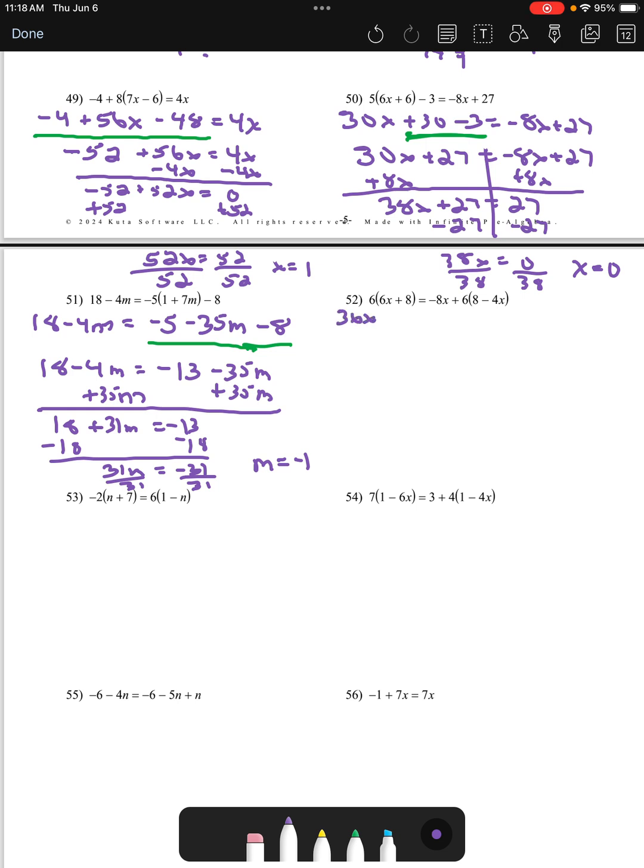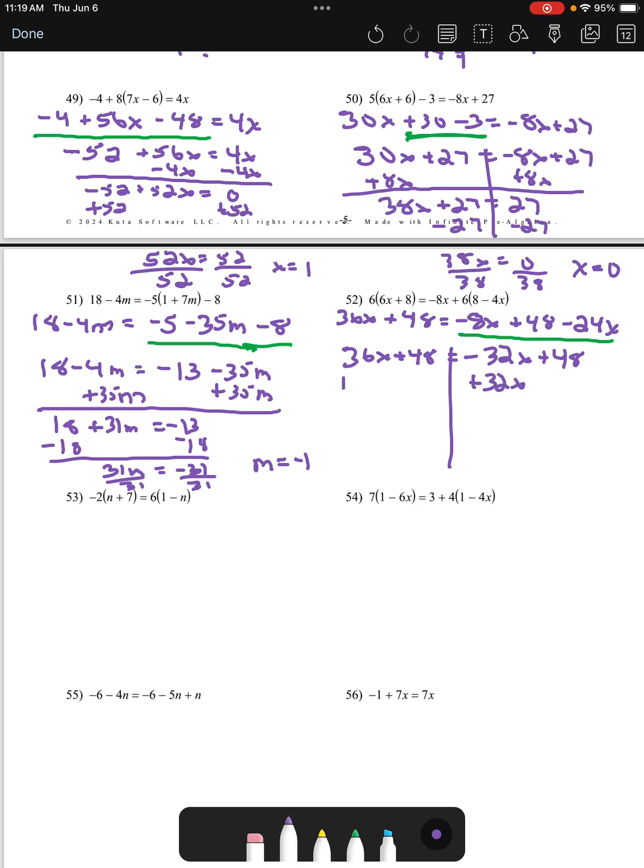In number 52, we've got a lot of distribution to do. 6 times 6x is 36x. 6 times 8 is 48. On the right side, our -8x is there. 6 times 8 when we distribute is 48. 6 times -4x is -24x. Right side can clean up a bit. So we're going to have our 36x plus 48 still on the left. On the right, -8 minus 24 is -32x plus 48.